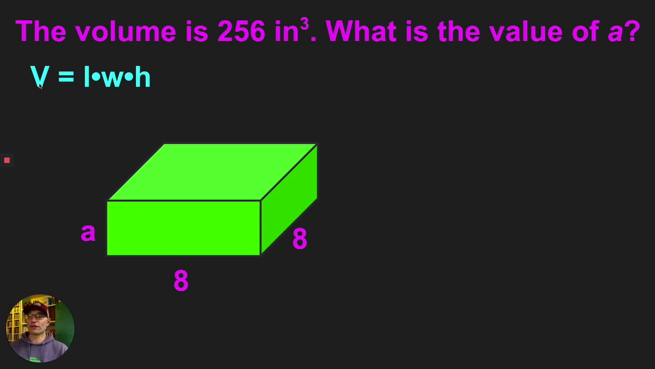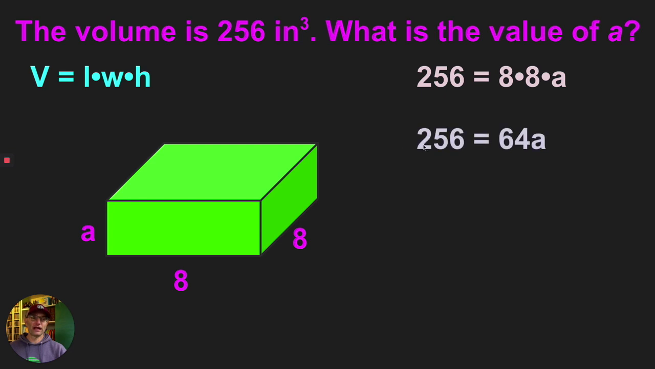So the way we do this is, you have the volume, you have our formula, right? V equals length times width times height. That's the formula we've been working with. And so we just write out that formula. We know the volume is 256, so V is 256. And then length and width are both 8. So 8 times 8 times A equals 256, which means now we have 256 equals 64A. We have that because 8 times 8 is 64.